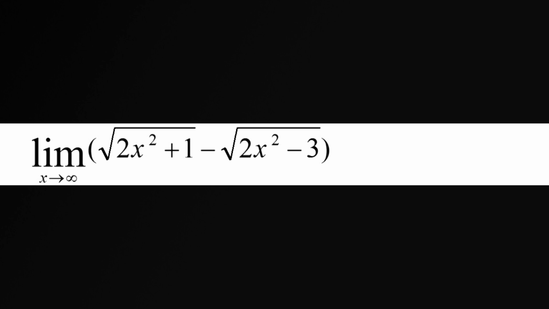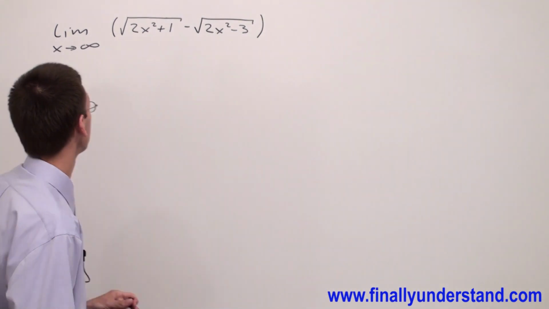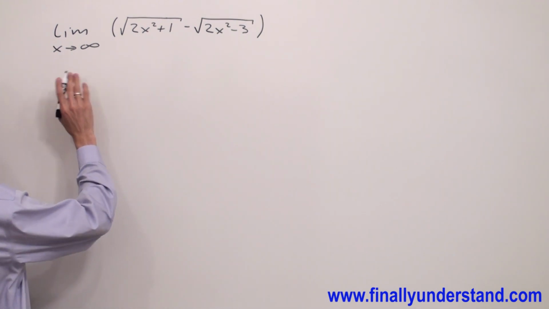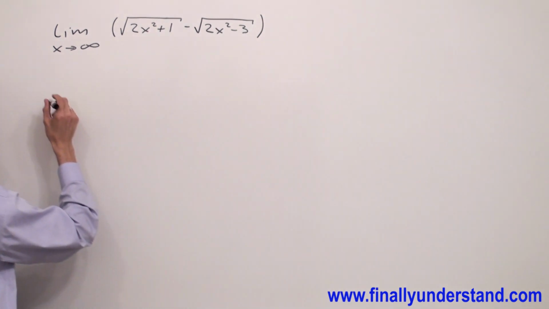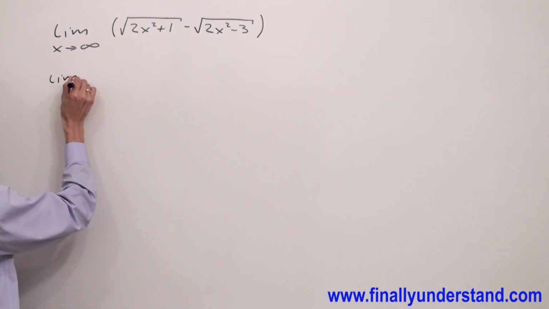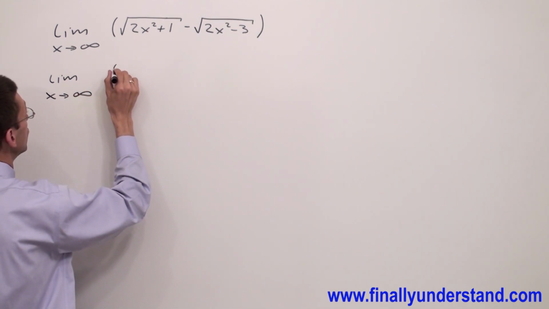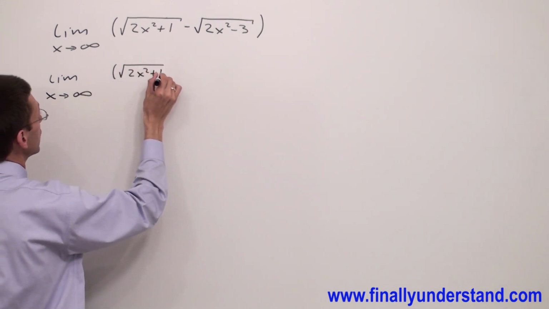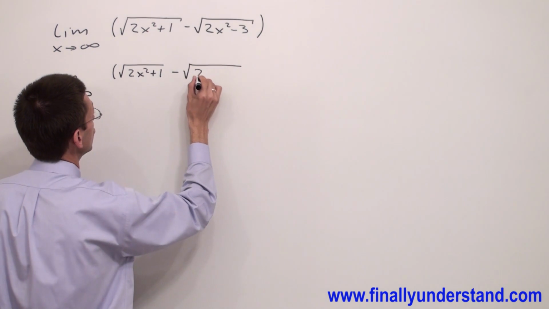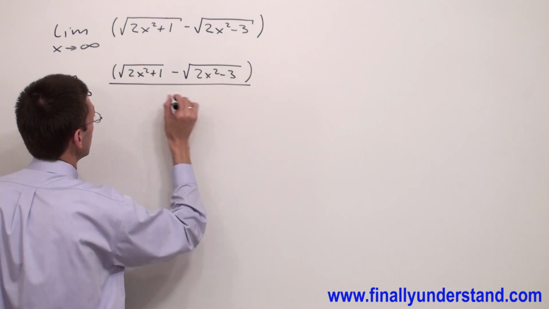Let's take a look at this example. Anytime you are going to have the limit of the difference of two square roots, you're supposed to first convert this expression to a fraction. Simply write this as the limit with x going to infinity, and in the numerator you are going to have square root of 2x squared plus 1 minus square root of 2x squared minus 3, over 1.